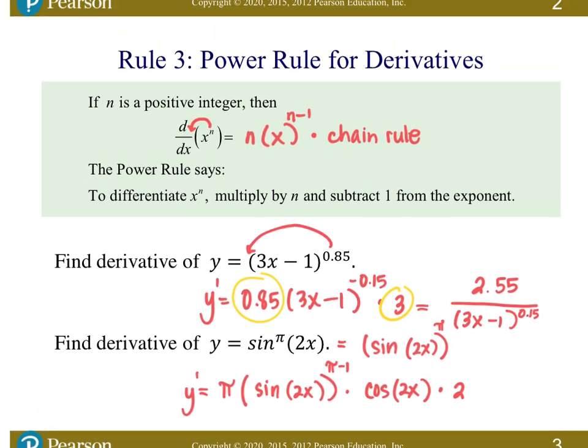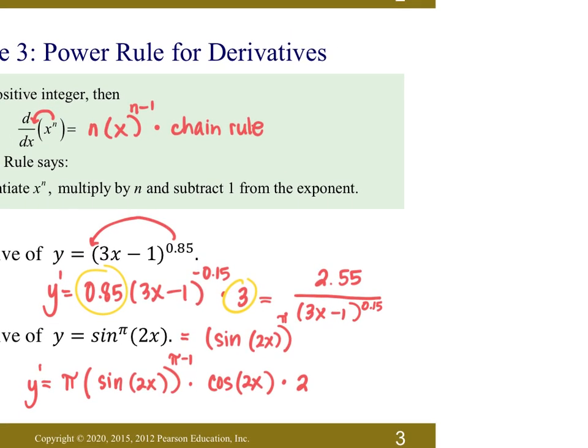So if we're going to write this in a better way, you would combine the 2 and the pi out in the front together as coefficients. So that would be 2 pi. And then probably put your sine of 2x next to the pi minus 1 power, and then cosine of 2x without a power at the end. So that's probably how you write your final answer.